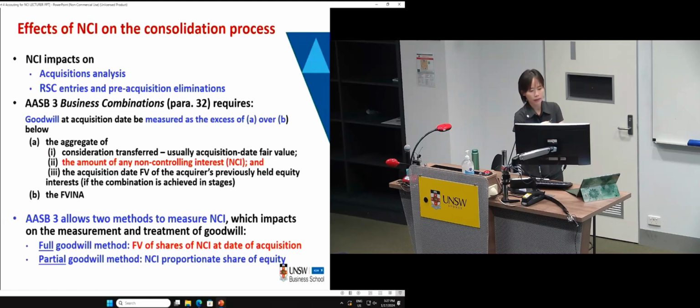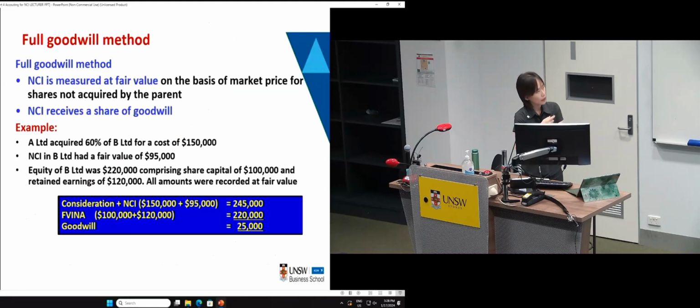So identifiable net assets is equal to the book value of the subsidiary's identifiable net assets. Usually you just reference the equity balance of the subsidiary on the acquisition day. Okay. And then we're going to consider if there are any assets or liabilities that require fair value adjustment. And the adjustment should always be net of tax. Okay. Now, what is the difference between the full goodwill method and the partial goodwill method?